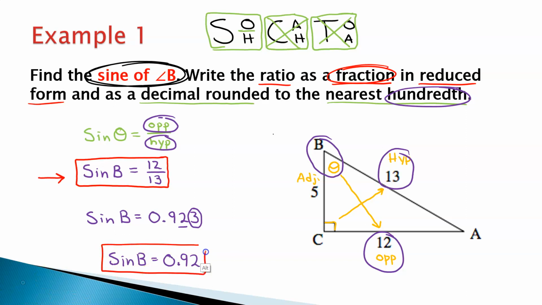Those are the two that I'm looking for. I'm looking for the ratio, the fraction, and I'm also looking for the decimal. Sometimes one is preferred over the other, so you want to be able to go back and forth. All right, and so there we have it, guys. That's just setting up the problem. What is sine of angle B? Sine of B is 12 over 13, or sine of B is equal to 0.92.